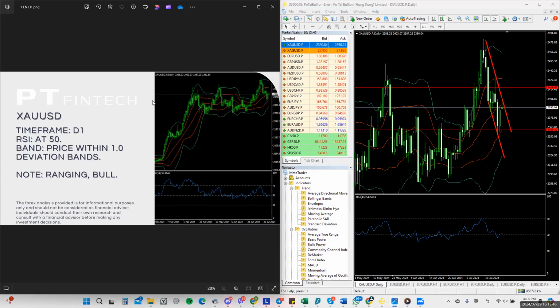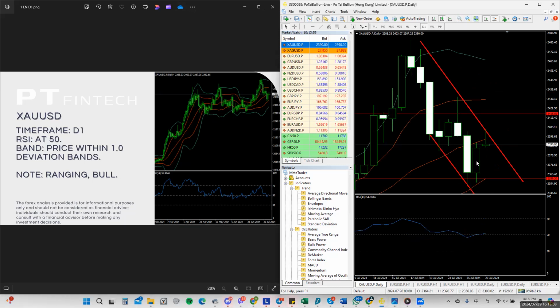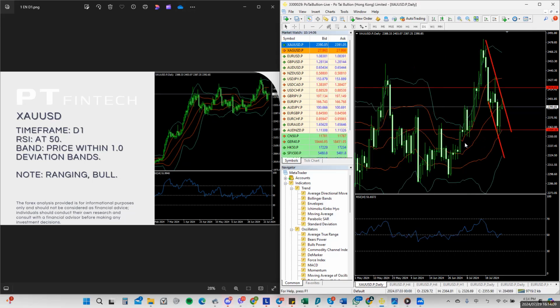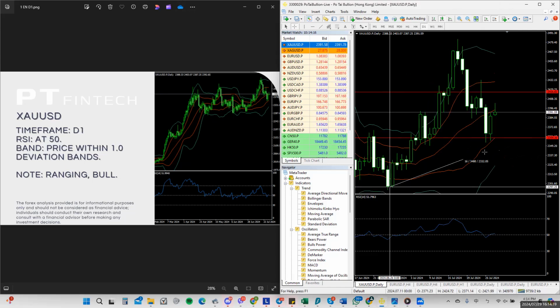Okay, so on D1, RSI is at 50. Now the bands: price is within the 1.0 deviation bands, literally between them. It's below MA20, and we do see that overall the candles are becoming lower. But in the larger direction, the trend still seems more bullish. Overall, you see the lows are getting higher, so technically, it's still on a bull run.